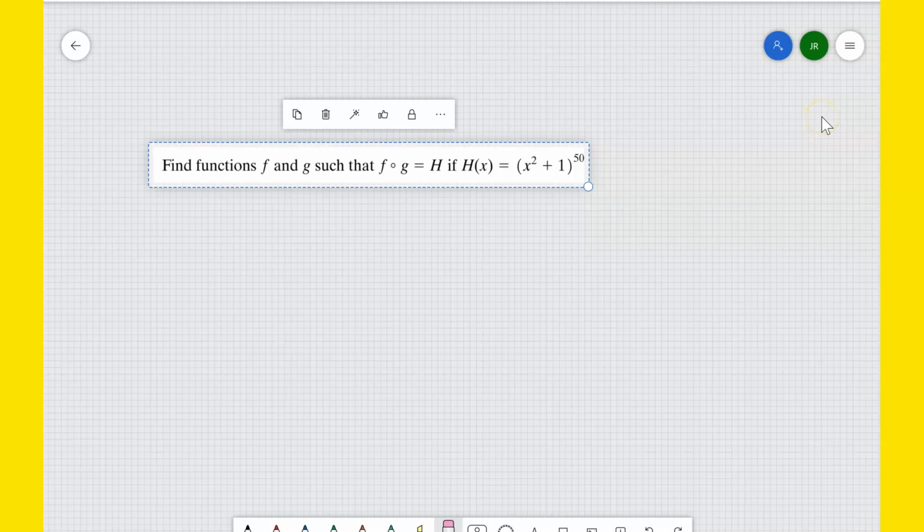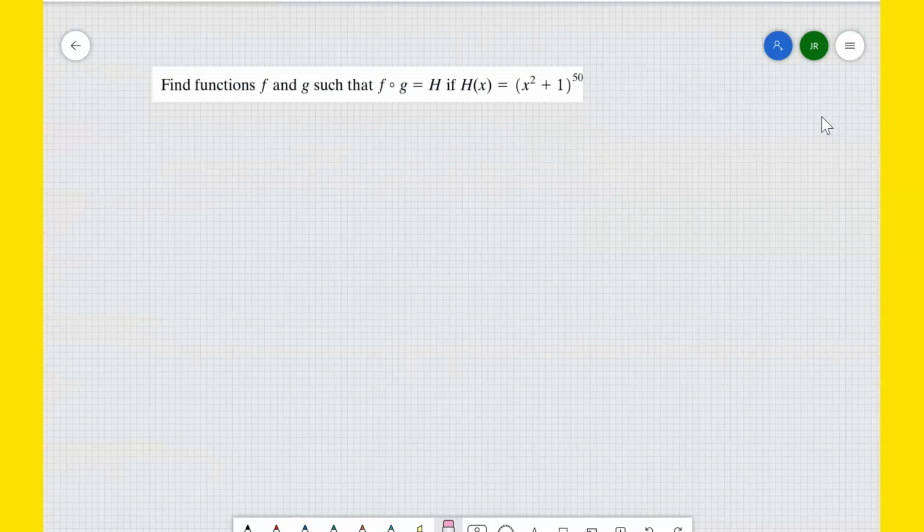All right, this next one is very different. Find functions f and g such that f of g equals big H if big H of x equals x squared plus 1 to the 50th. So before, we were taking two kind of simple functions and composing them together into a more complex function. But here we're given the composition of functions, which is already the more complex function, and we're trying to break it apart into perhaps its more simple parts.